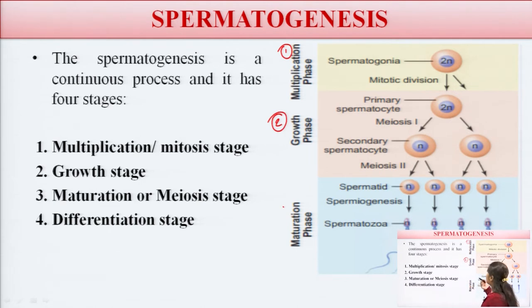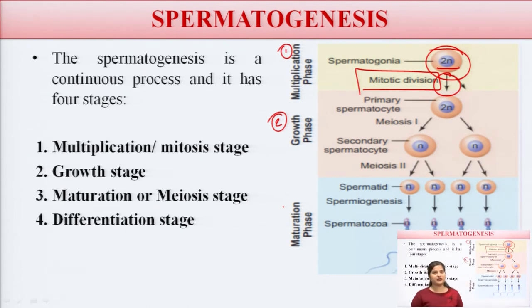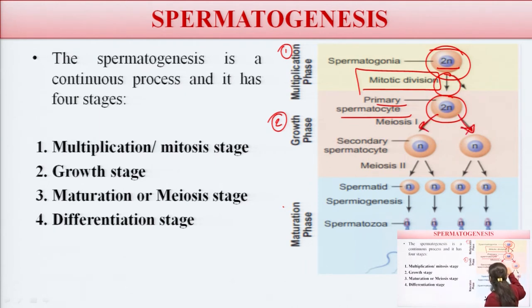First is the multiplication phase, in which spermatogonia are formed. What are spermatogonia? Spermatogonia are basically the sperm cells, which initially have the number 2n. Always remember that in spermatogenesis the first division is a mitotic division, and when it completes its cycle, it forms the primary spermatocytes, and they go to another division known as meiosis.